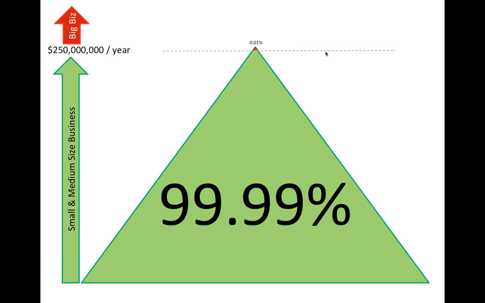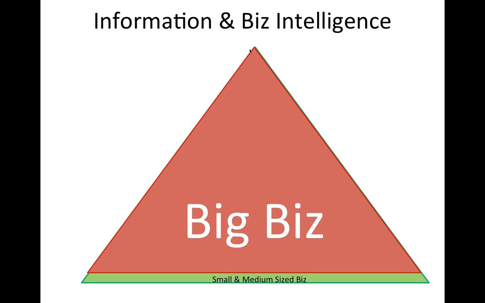First I want to start off with a graphic and show a little stat. This graphic shows the relative contribution to the total number of businesses in the U.S. You can see that small businesses account for 99.99% of all businesses. That's the big green triangle, and the little blips are the 0.01% represented by the largest corporations that make over $250 million a year.